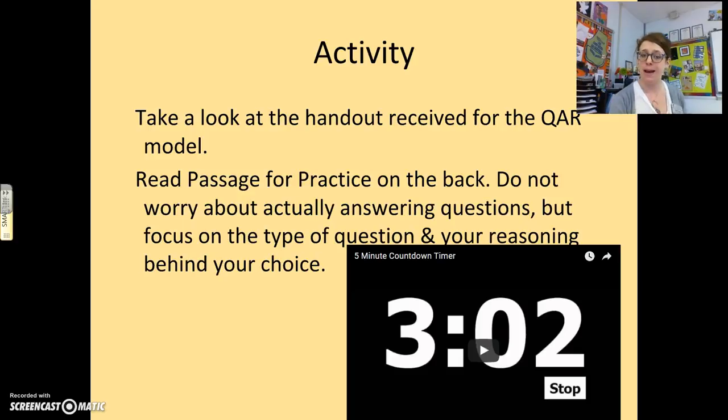I would like you to do the practice passage on the back. It says passage for practice in the back. Don't really worry about answering the questions, but focus on the type of question and then your reasoning behind the choice. I'm going to give you 5 minutes, or Mr. Lammers is going to give you 5 minutes to complete this. So please pause the video, Mr. Lammers, if you could. Thank you.